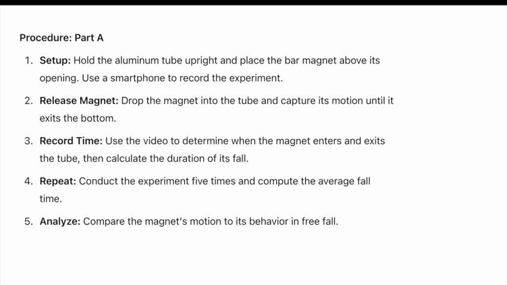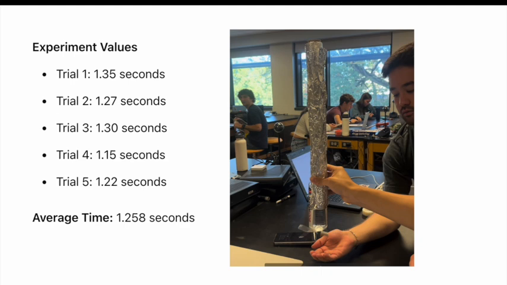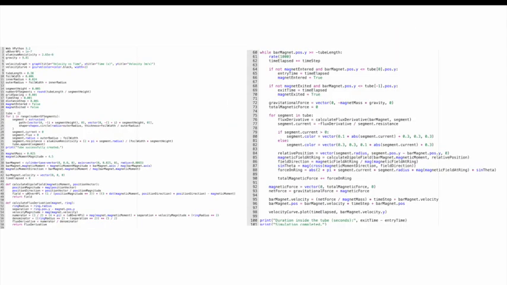We held the aluminum tube upright, and then we dropped the magnet through multiple trials, and then used our phones to record the time and a video. And then we analyzed this. So our experimental values were as follows in the 5 separate trials, with an average time of 1.258 seconds. And there's a picture of me performing this with my lab partners.